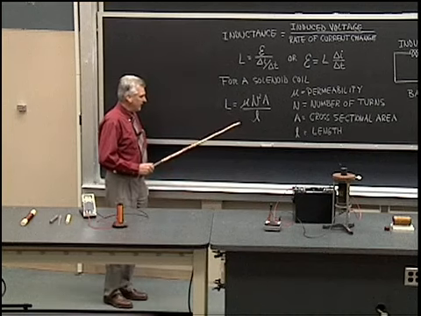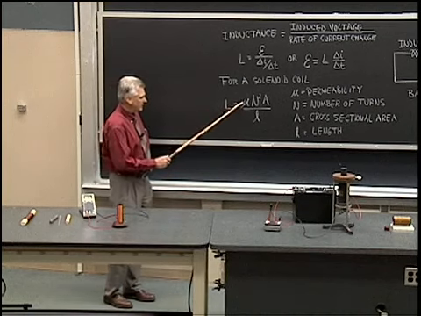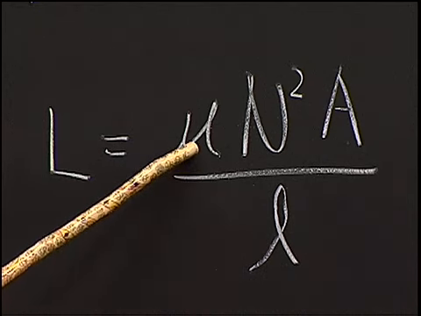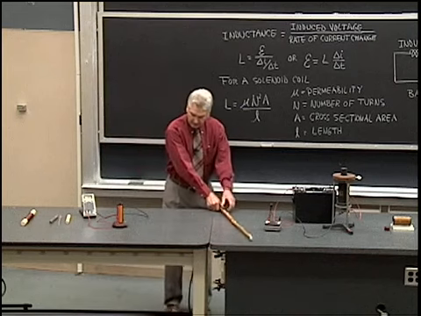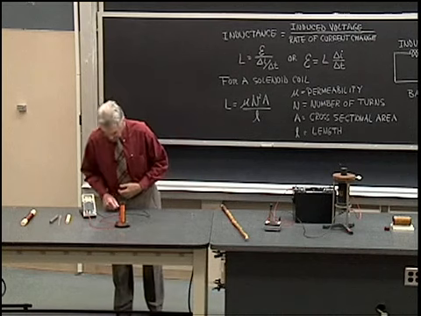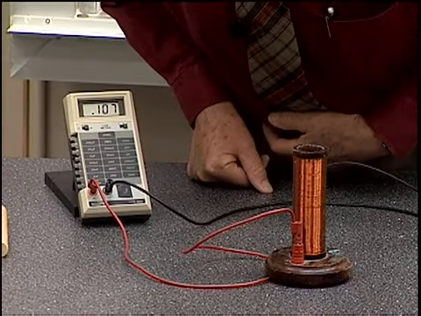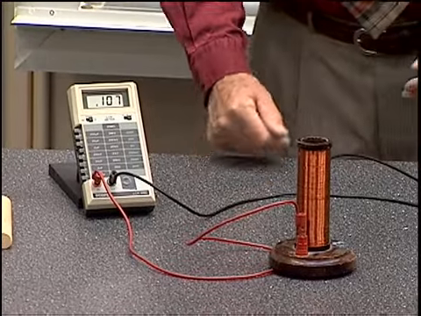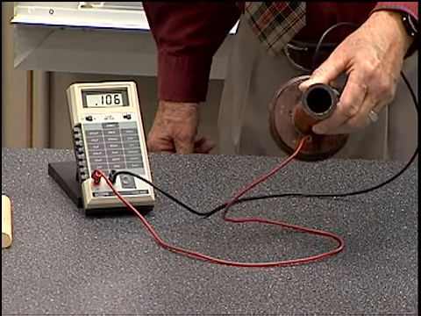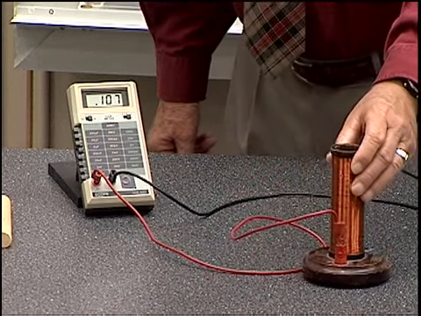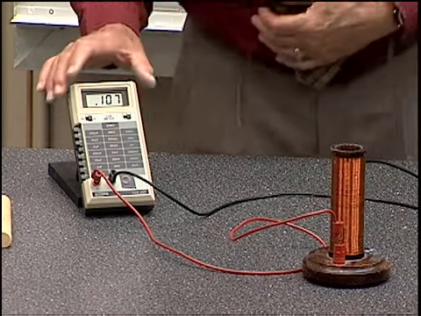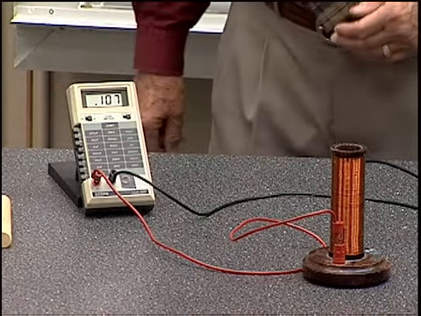Next, I'd like to show how the inductance L depends on these variables. Let's start off by looking at mu, the permeability constant. Now, here I have an inductor, and it's connected up to this inductance meter, and it's reading an inductance of 0.107 millihenries. Right now, the coil is empty, it has air in it, and the permeability constant for air is essentially the same as that for empty space. And so that gives this particular value of inductance when we put that combination together.